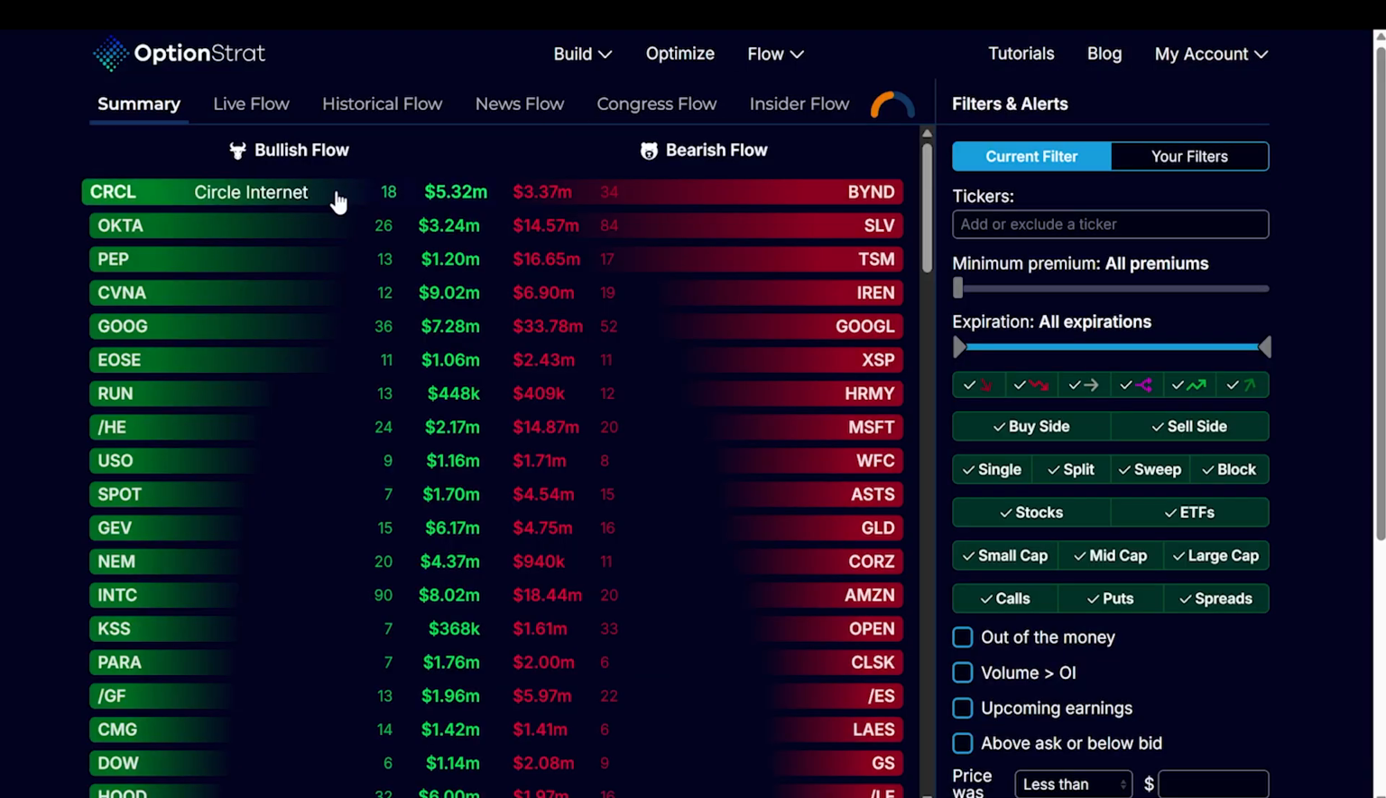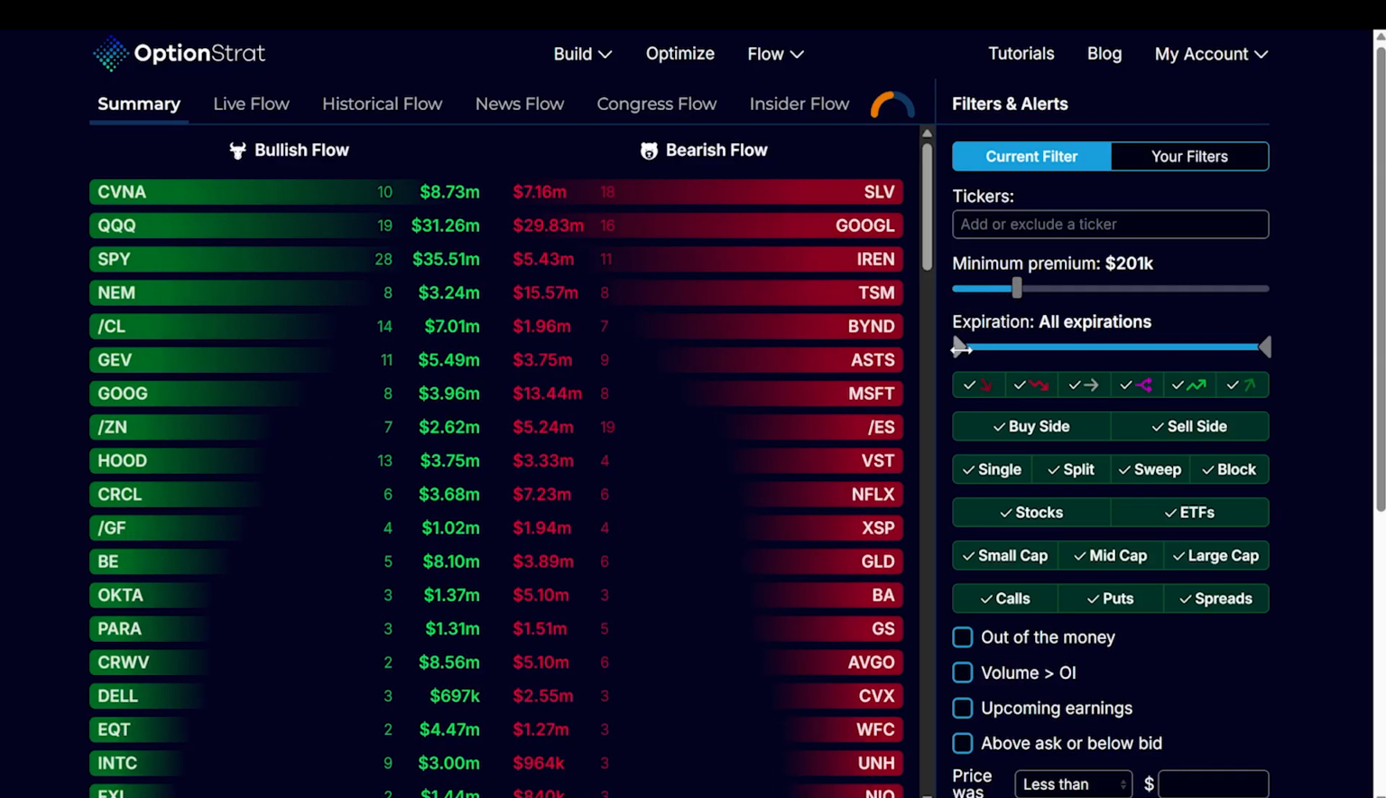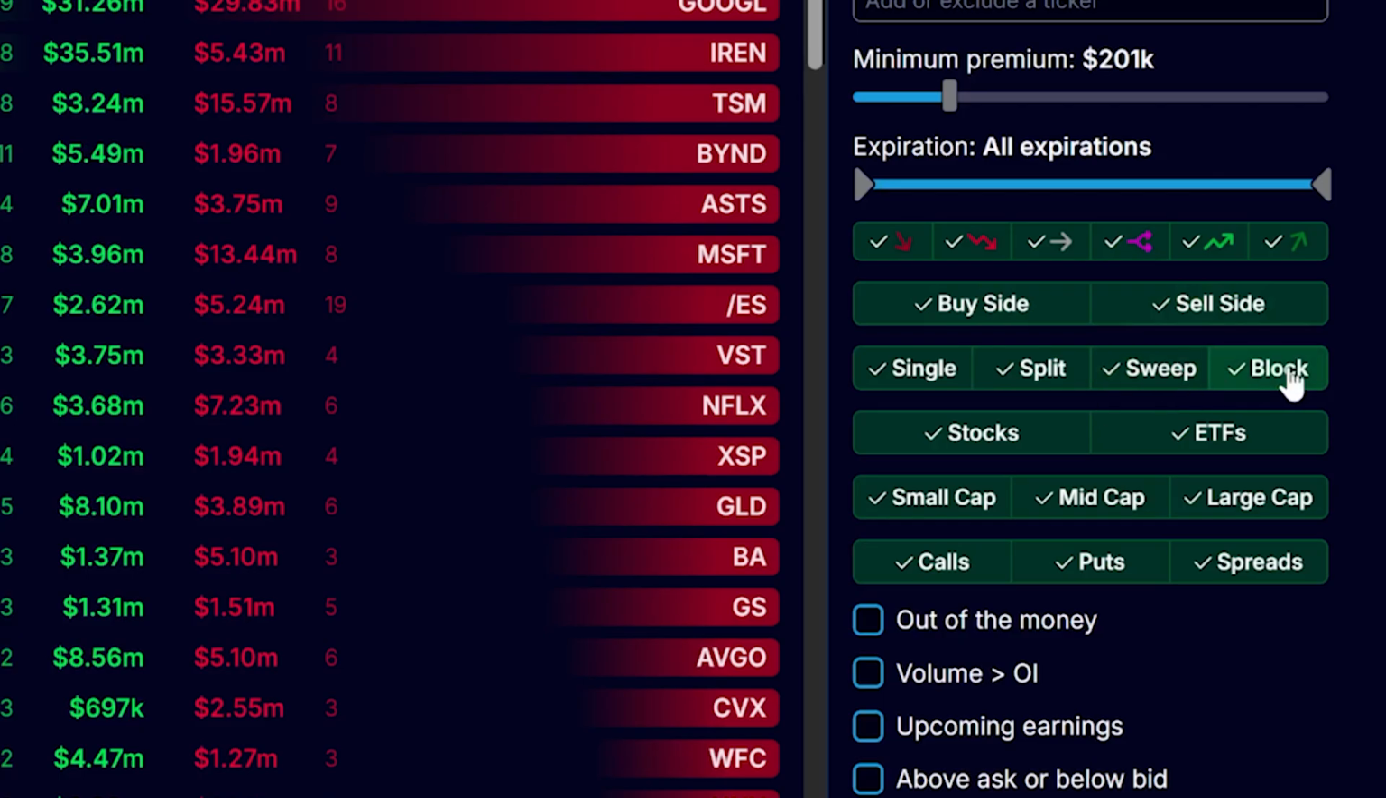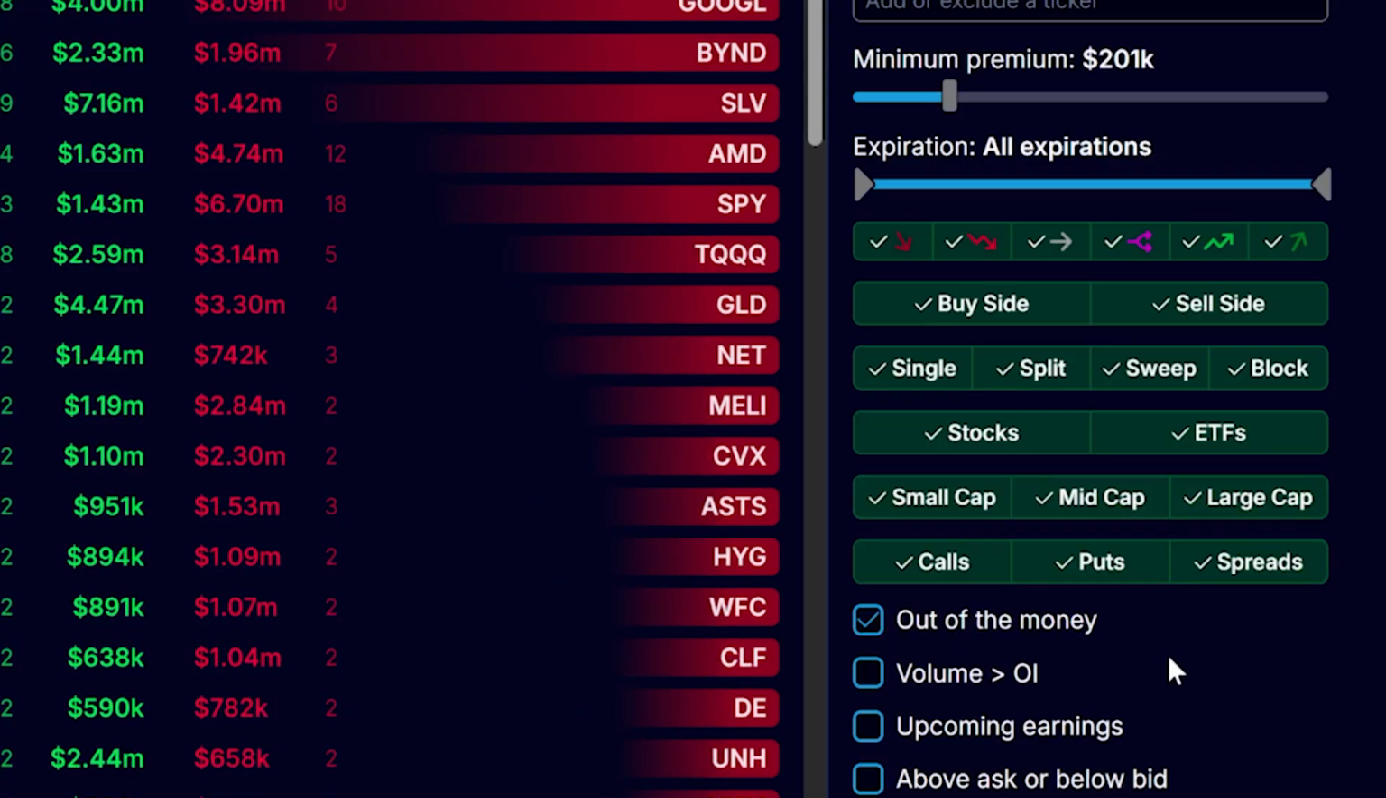This starts out with a dashboard showing you the tickers experiencing the most options activity by premiums. So this is only ranking unusually large options orders, and you can actually filter this list based on the minimum premium to include, as well as expiration dates, whether it's a buy or sell side trade, and even filtering based on stock type, so small, mid, large cap, and stocks and ETFs. Another thing I really like is you can just look for out of the money trades. Again, this is a really helpful way to look for aggressive options trades, signaling that maybe someone in an institution knows something that retail investors don't.